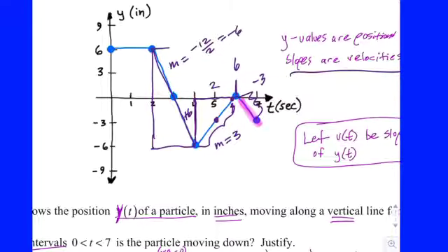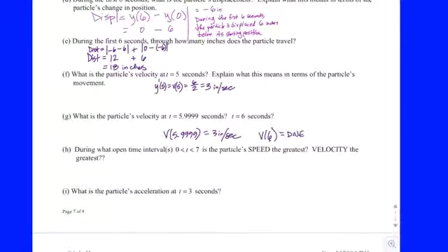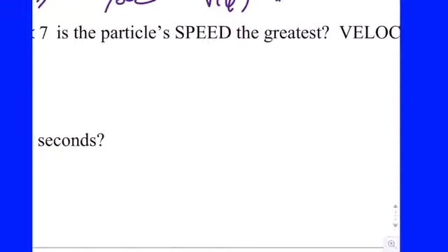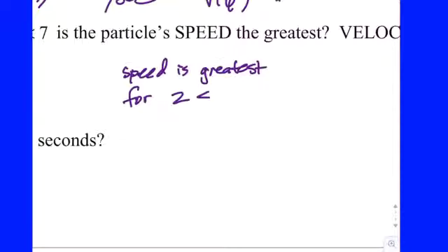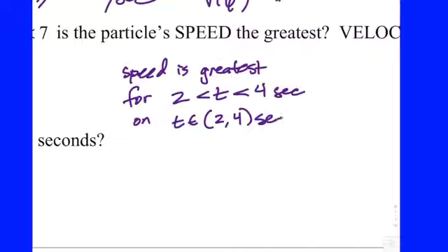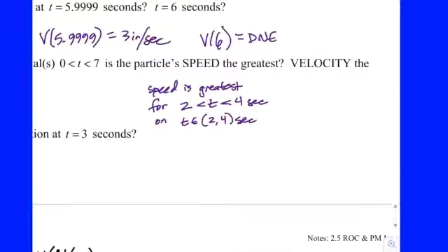Where is the graph the steepest then? When it's -6, right between 2 and 4, like you said. So speed doesn't care what the sign is. We're looking for the magnitude of the pitch. So it'd be from 2 to 4. So the speed is the greatest for, you could say, 2 less than t less than 4 seconds, or you could say on t epsilon 2 to 4, like that. Either way. You could technically say on up above 2 with the inequalities.